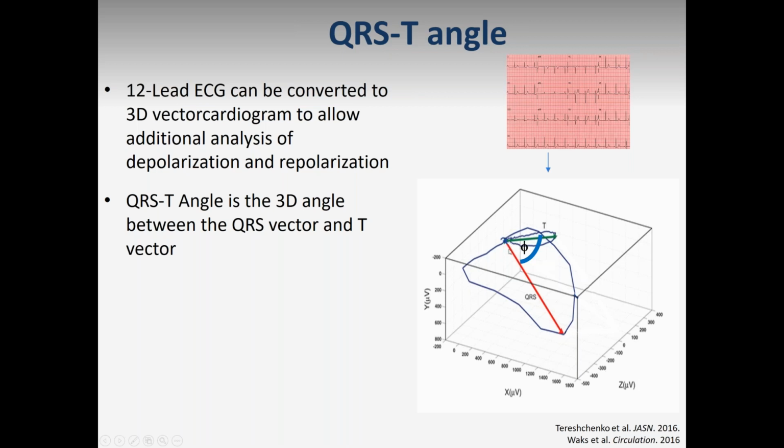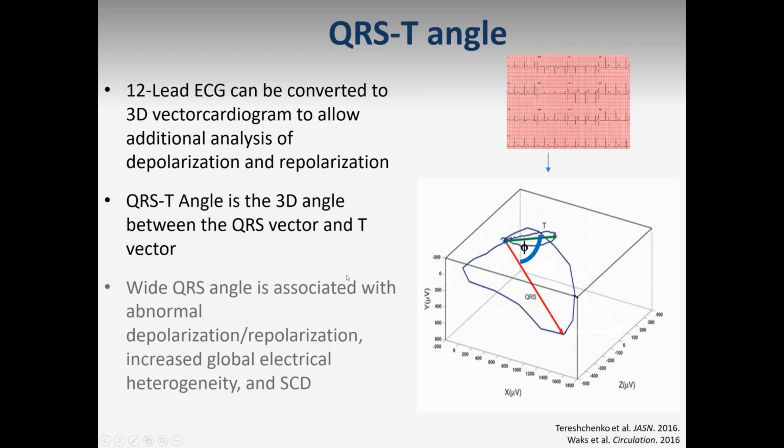So this angle is the dispersion of the QT as it gets dispersed through the left ventricle, and it gets spread throughout, and how it actually causes depolarization and repolarization of the myocardium. And this angle is basically the QRS vector compared to the T vector from an ECG. This wide QRST angle is associated with abnormal depolarization and repolarization, increased global electrical heterogeneity, and sudden cardiac death in the general population. So the wider this angle, the more that this QRS vector is dispersed in this direction, and this angle gets much bigger, it really just shows how much heterogeneity there is in the electrical conduction, and that actually indicates a worsening arrhythmia.